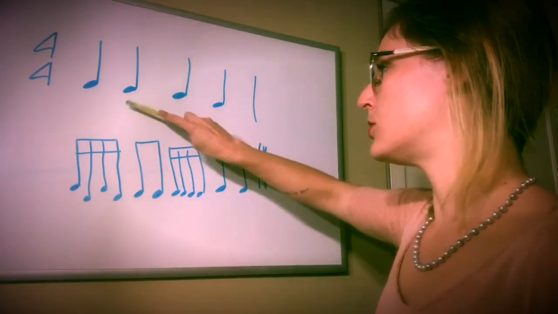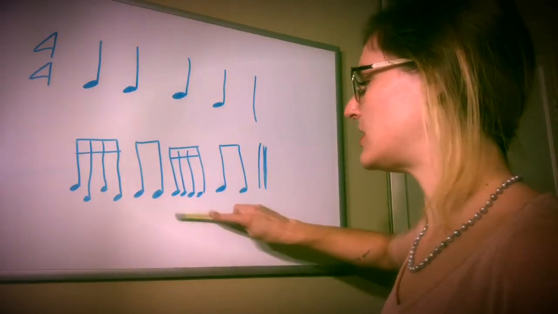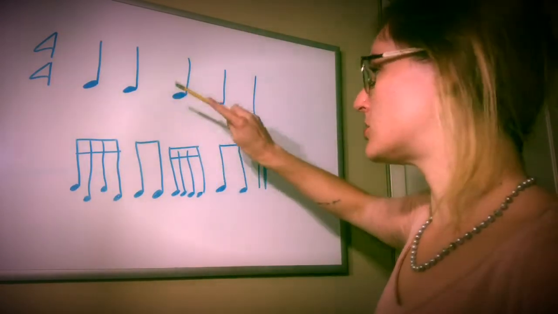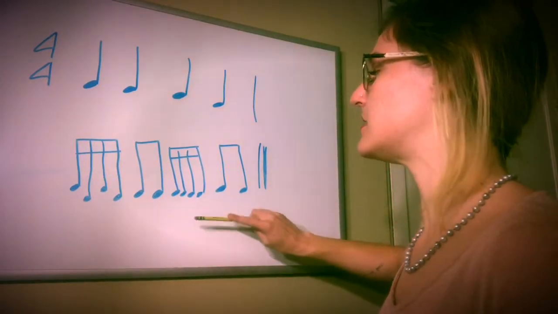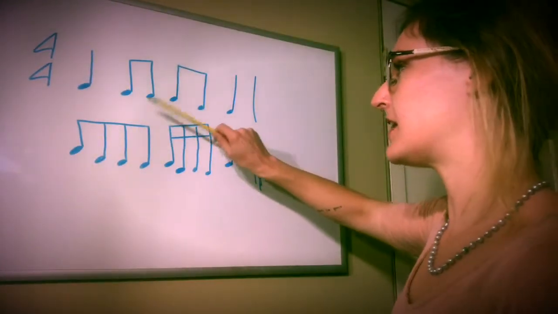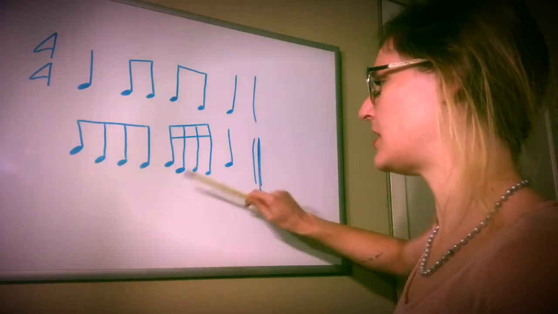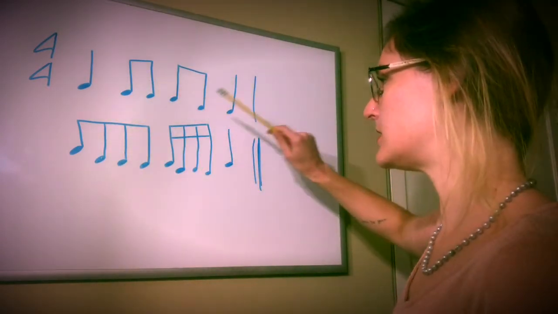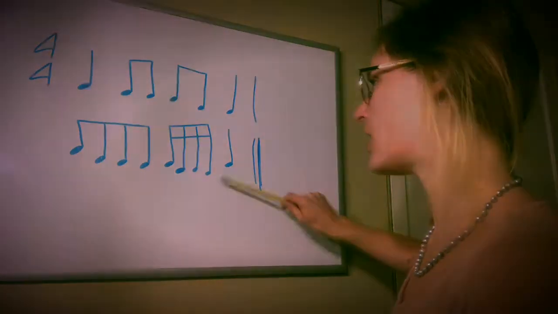1, 2, 3, 4. 1 E and a 2 and 3 E and a 4 and. Ta, ta, ta, ta. Taka-dee-me, ta-dee, taka-dee-me, ta-dee. 1, 2 and 3 and 4. 1 and 2 and 3 E and a 4. Ta, ta-dee, ta-dee, ta. Ta-dee, ta-dee, taka-dee-me, ta.